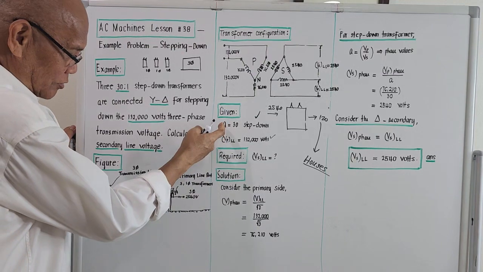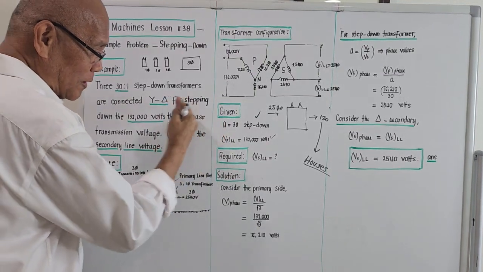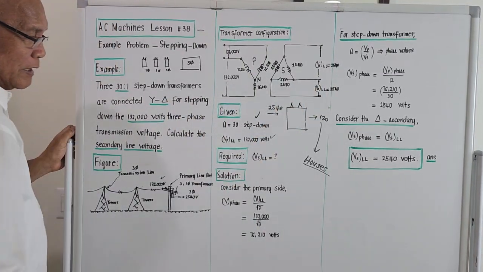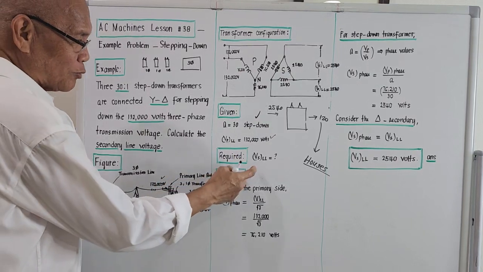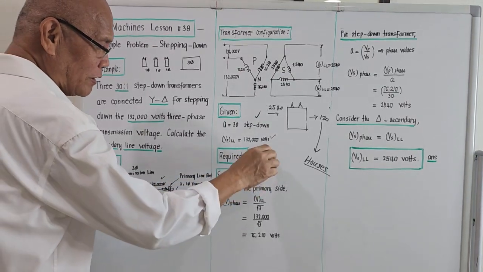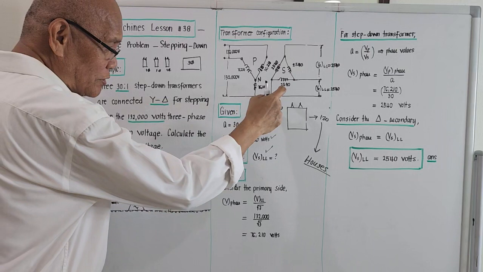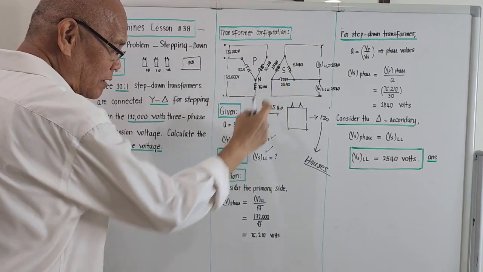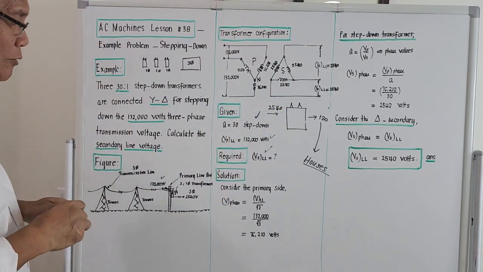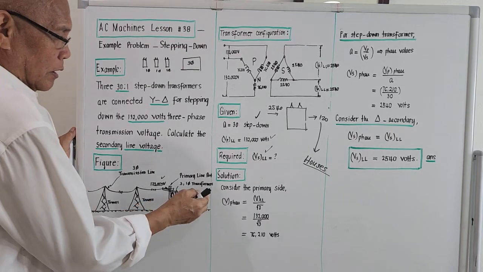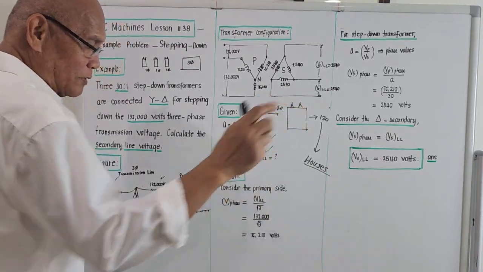So we needed these two data here to go back to the secondary value. And the requirement is: what will be the secondary voltage line to line equal to, if the connection on the secondary side is delta? Okay, let's try to bring out the solution. Consider the primary side for the meantime.